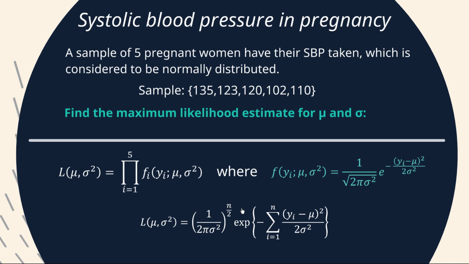So if we open that out a little bit, with n being the number of observations, we get this being our likelihood equation for mu and sigma squared. That's 2 parameters for which we're finding the likelihood.